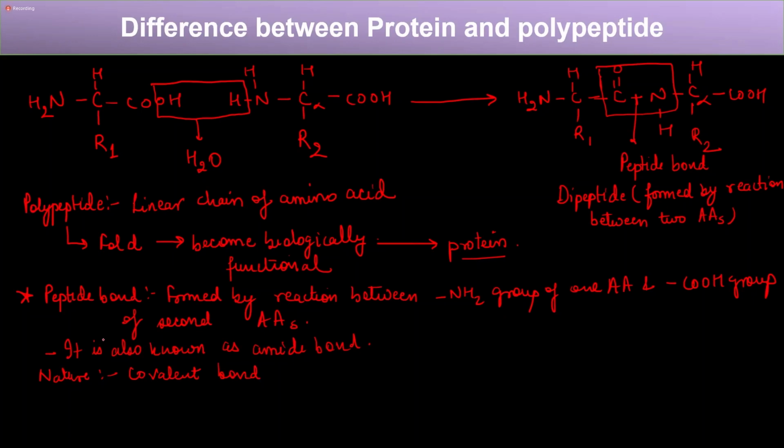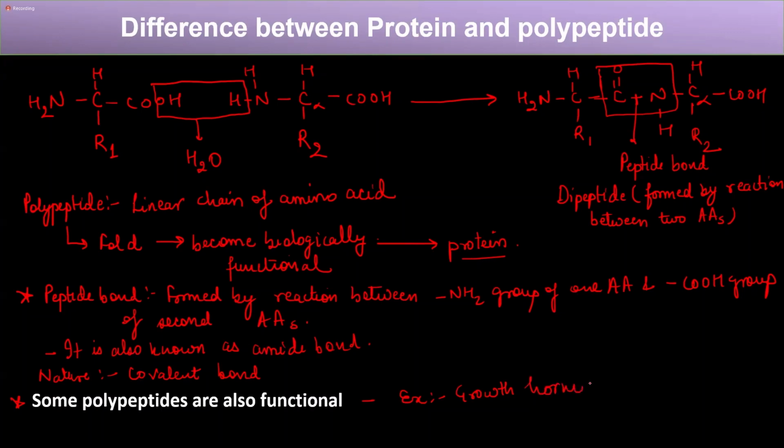So this is about peptide bond, and we have seen the difference between protein and polypeptide. The folded form of a polypeptide that is biologically functional is known as protein. But does it mean that all the polypeptides are non-functional? No. Some of the polypeptides are also functional, so they are also biologically functional. One such example is growth hormone. So certain polypeptides that are linear chains are also functional, and the example is growth hormone.